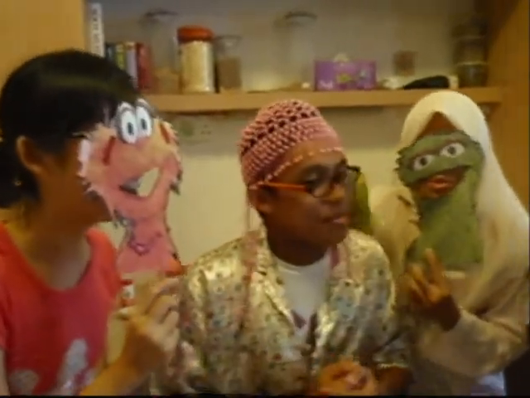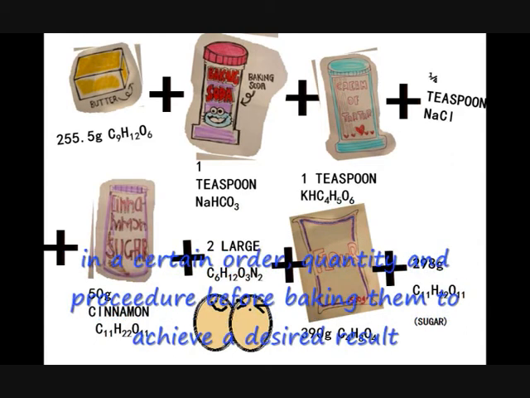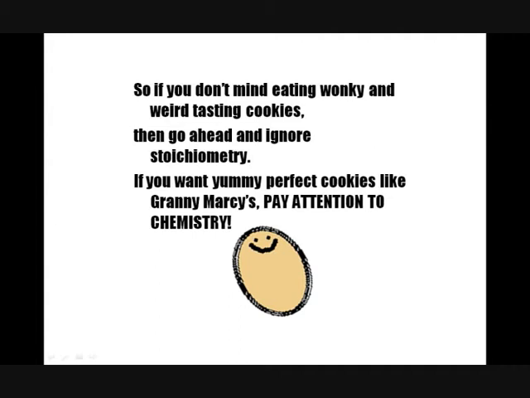Slow down, my children. Great things take time. Baking cookies involves mixing different ingredients together in a certain order, quantity, and procedure before baking them together to achieve a desired result. Similarly, in chemistry, we refer to recipes in the form of chemical equations, which tell us how many moles of different reactants are required to obtain the desired compounds. If certain procedures are not followed properly when conducting experiments, an undesired product may form. Now, let's take out the ingredients.